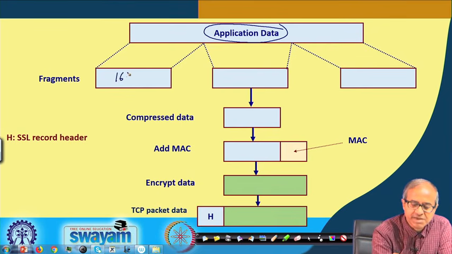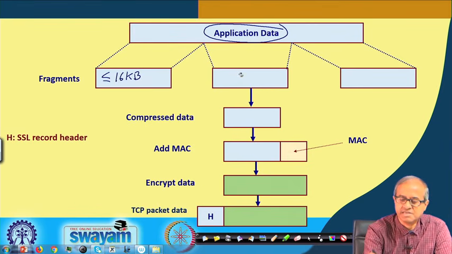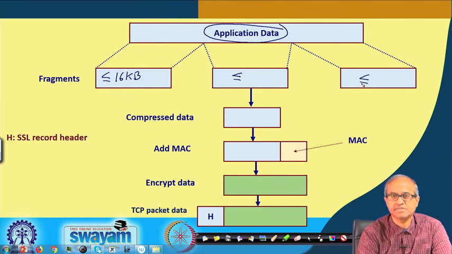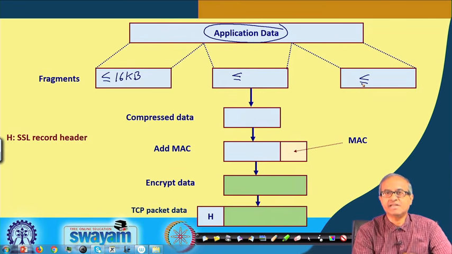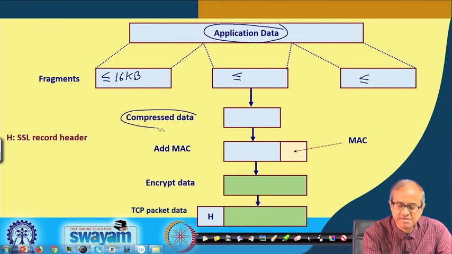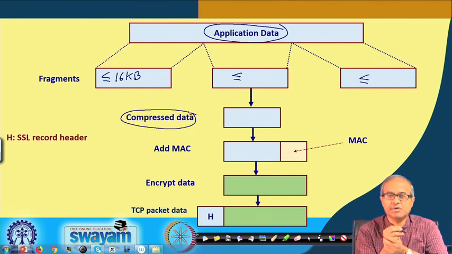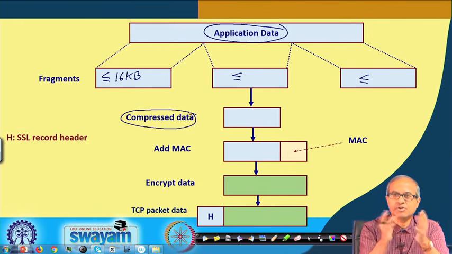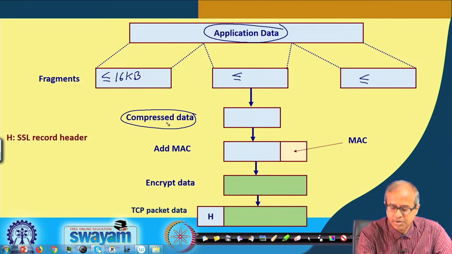Each of the fragments is at most 16 kilobytes, less than or equal to 16 kilobytes. The steps carried out in SSL are that each 16 kilobyte fragment received is sent and processed separately. First, there is a compression function. You do a data compression. If it is text data, you know that if you do a compression, it reduces in size significantly. So, your data gets compressed, maybe the size becomes less.